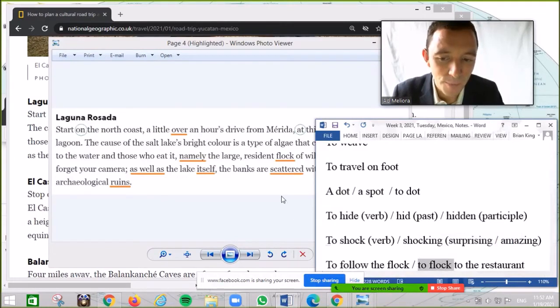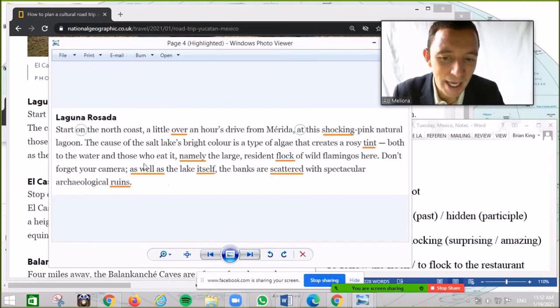Okay, as well as is también como, the lake. So itself is just for emphasis here. For example, I like chocolate, but I myself like chocolate. It's just emphasis. Okay, so here itself is just more emphasis for lake. Again, scattered, like dispersed, scattered with spectacular archaeological ruins. So very, very good quality vocabulary, very good quality English, very fluent, and a very good level of article.